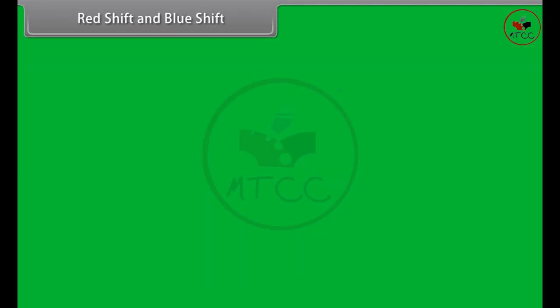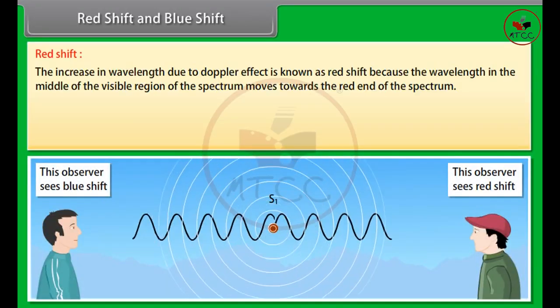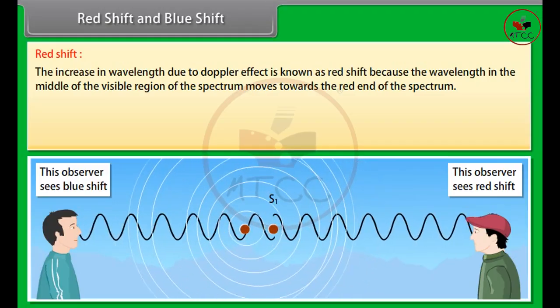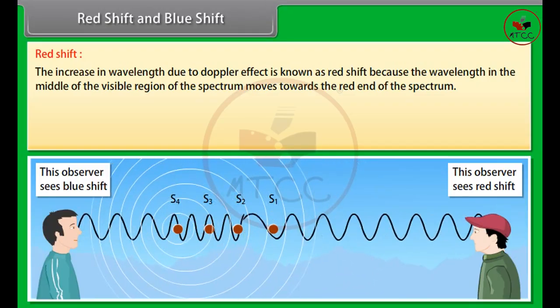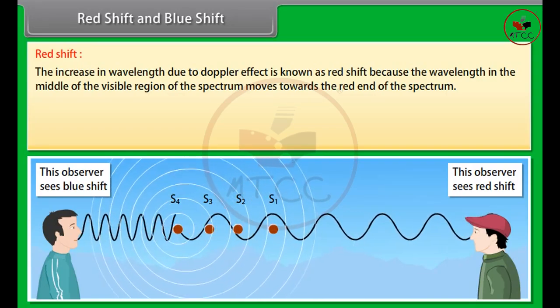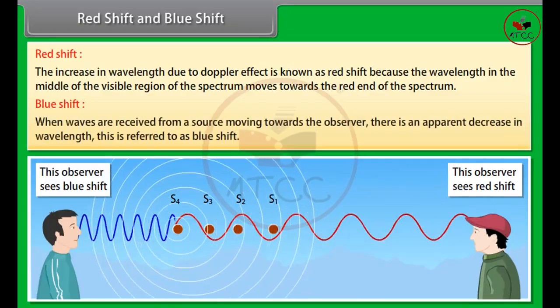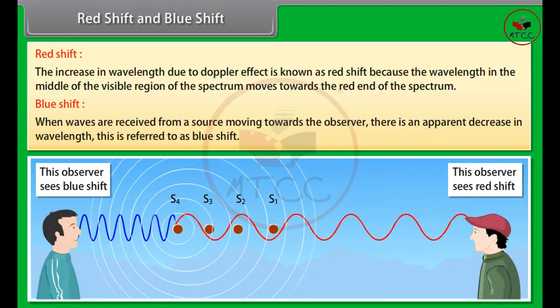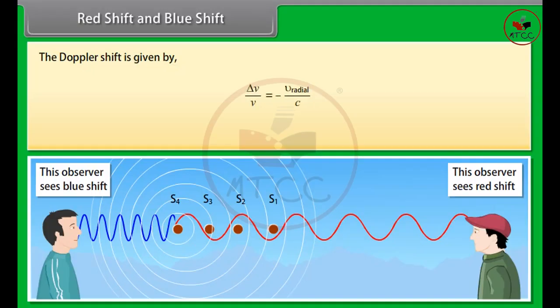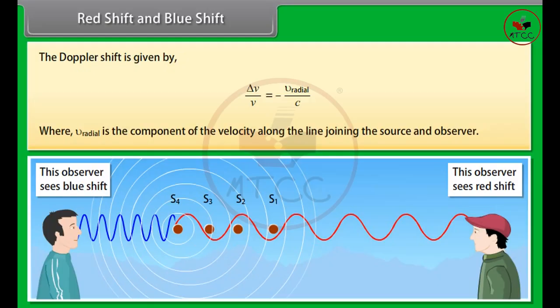Redshift and blue shift. Redshift. The increase in wavelength due to the Doppler effect is known as redshift because the wavelength in the middle of the visible region of the spectrum moves towards the red end of the spectrum. Blue shift. When waves are received from a source moving towards the observer, there is an apparent decrease in wavelength. This is referred to as blue shift. The Doppler shift is given by delta nu by nu is equal to minus v radial by c, where v radial is the component of the velocity along the line joining the source and observer.